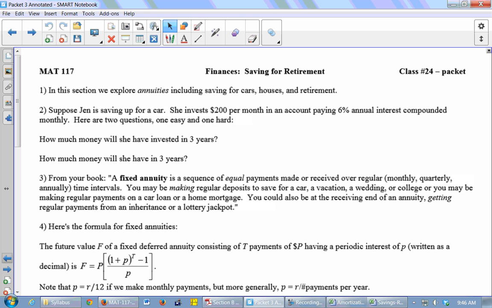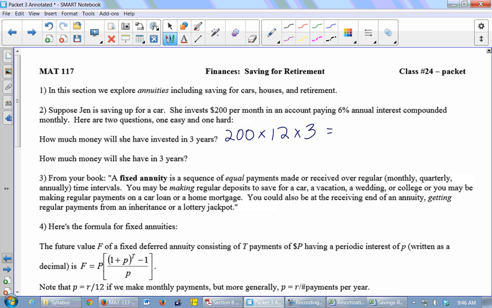Here are two questions. One's easy and one's hard. How much will she have invested after 3 years if she puts $200 a month into an account? How much has she set aside? She's putting in $200 a month, not a year, for 3 years. You say $200 a month times 12 months in a year. That's how much she would invest in a year, times 3 years, and that will give you $7,200. Okay, so that one's easy.